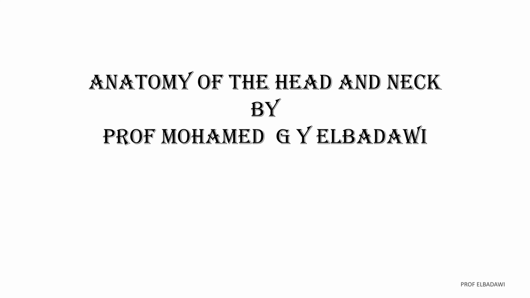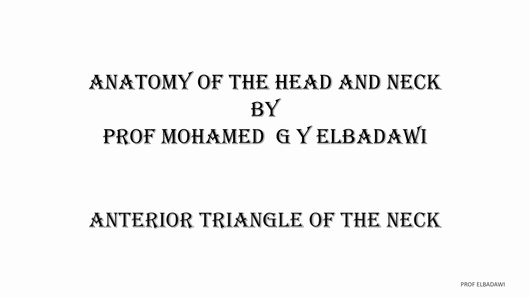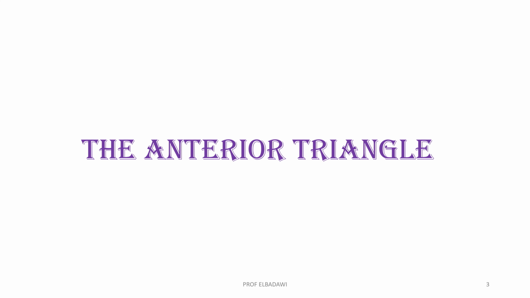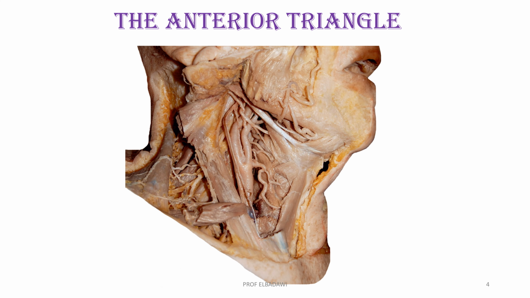Here we are going to start describing the anterior triangle of the neck and its divisions. This anterior triangle is one of the two triangles of the neck, the anterior and the posterior triangle. We are going to describe the anterior and its parts. As you know, the sternocleidomastoid divides the neck into anterior triangle and posterior triangle, and this division is for description of the anatomy of each part of it.